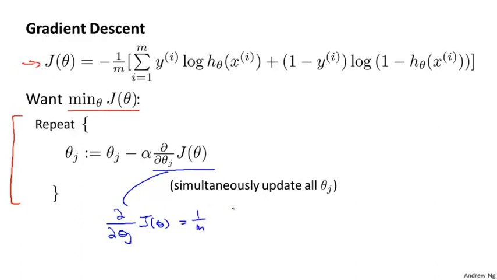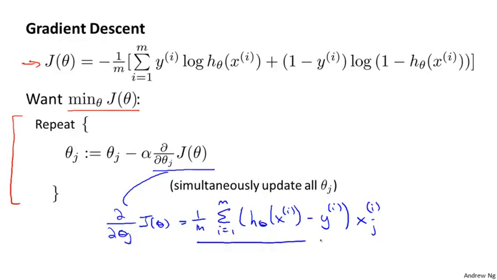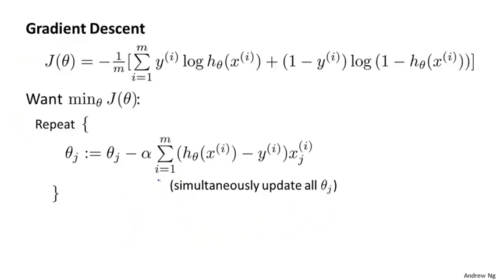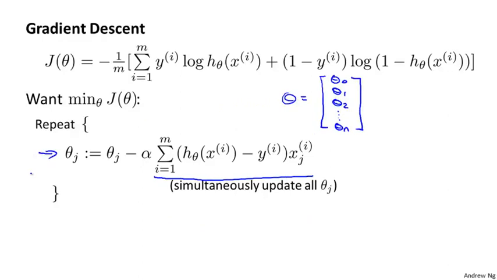If you actually compute this, what you get is this equation, and I'll just write it out here: the sum from i equals 1 through m of essentially the error times x_j^(i). So if you take this partial derivative term and plug it back in here, we can write out our gradient descent algorithm as follows. All I've done is take the derivative term from the previous slide and plug it in there. If you have n features, you would have a parameter vector theta with parameters theta 0, theta 1, theta 2, down to theta n, and you would use this update to simultaneously update all of your values of theta.